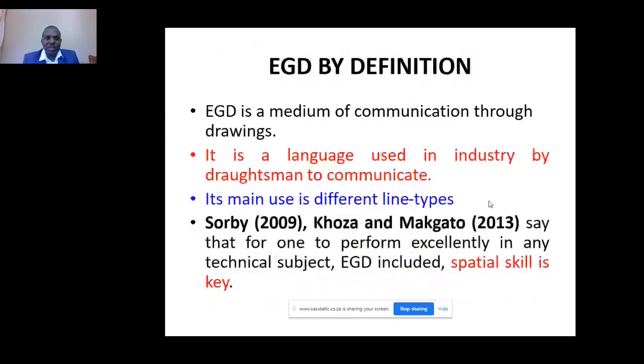So to start with, I will give you the definition of what engineering, graphics, and design is. And if you're familiar with the subject, I don't think that will be too much of a challenge to you. Engineering, graphics, and design is a medium of communication through drawings, and it is a language used in industry by draftsmen. It mainly uses different types of lines in order for anyone to understand it.